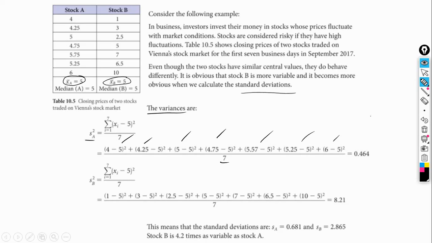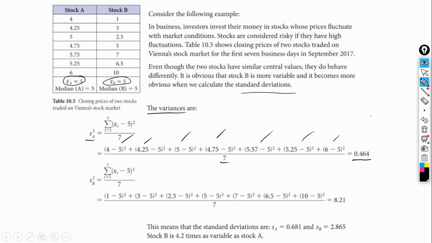Now, I know that before we said that for the standard deviation of a sample, we should subtract by 1, but normally they don't do it. So once we do all that, for the case of stock A, the variance would be 0.464. Then we repeat the same process for stock B.